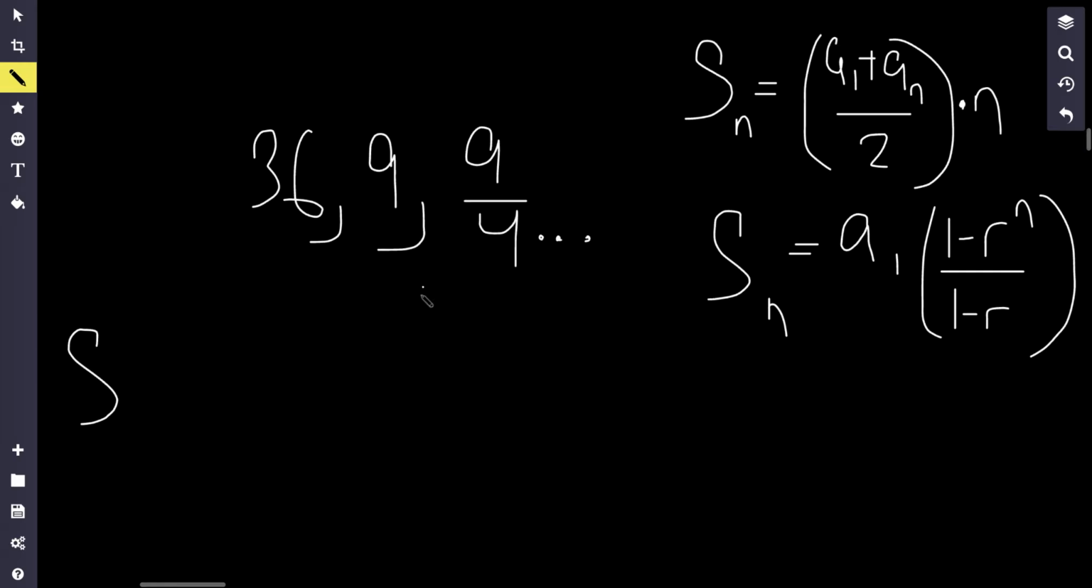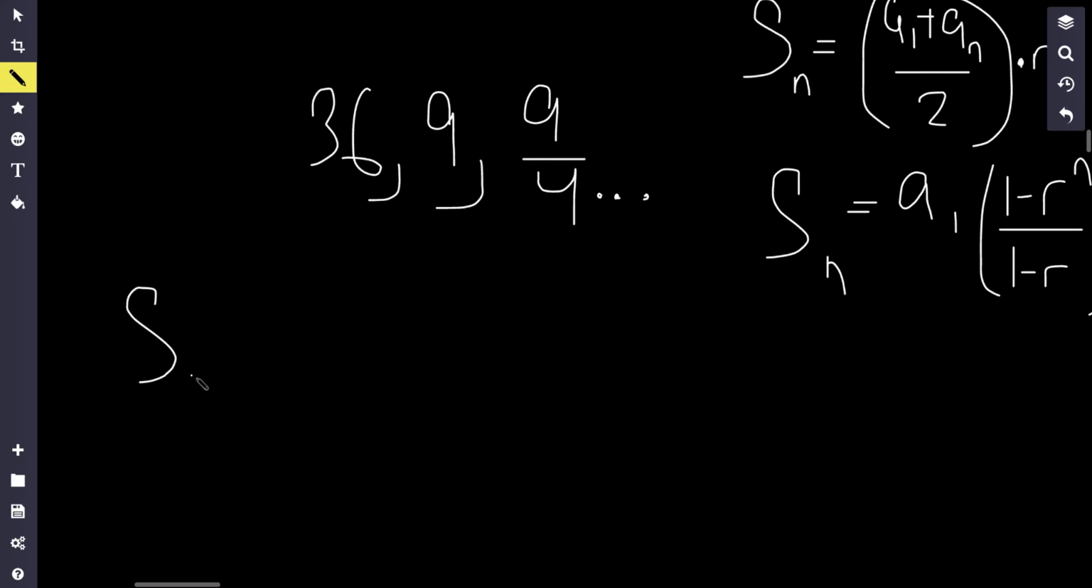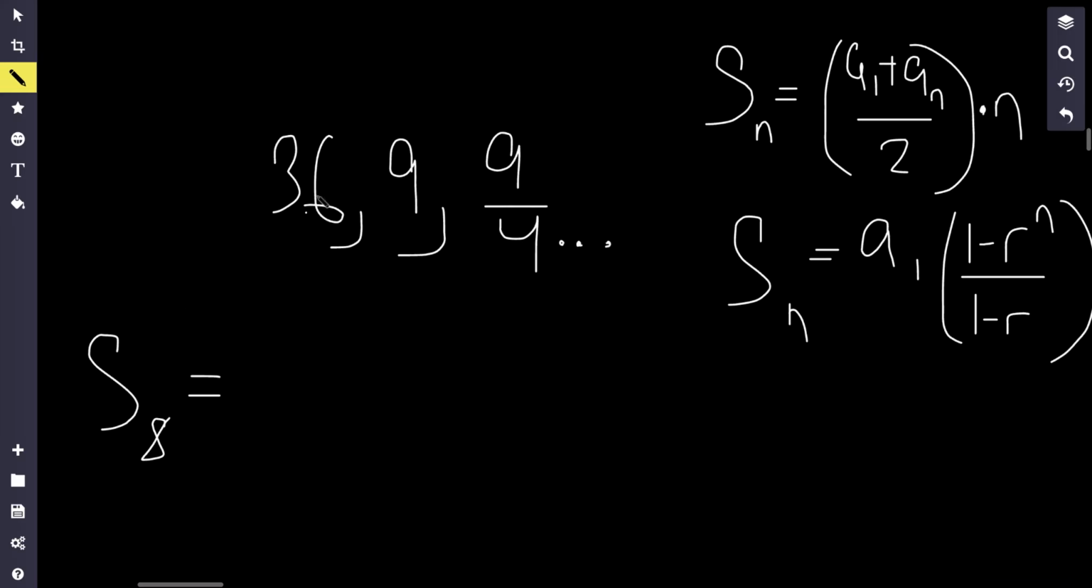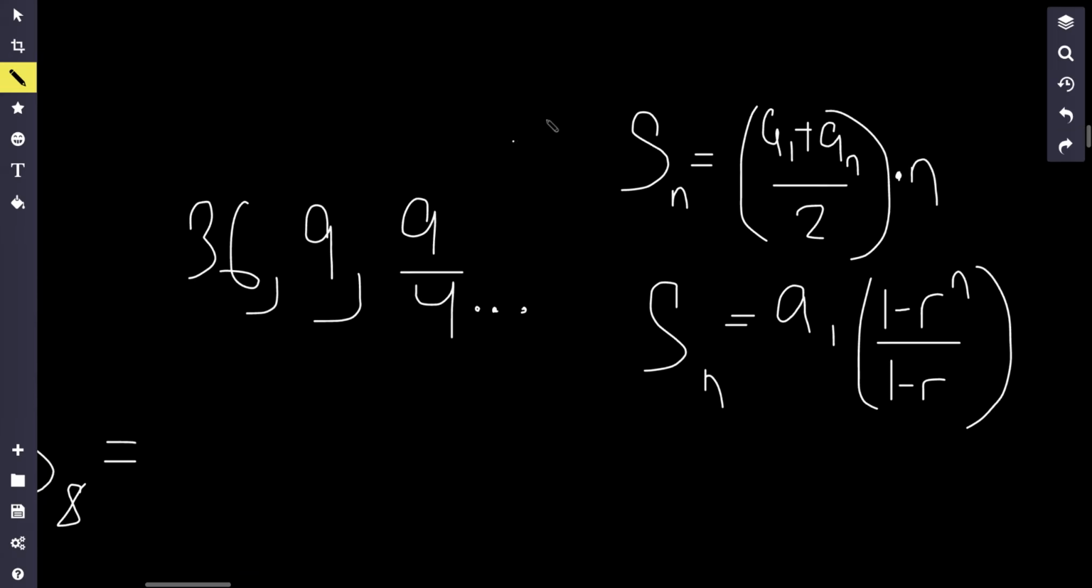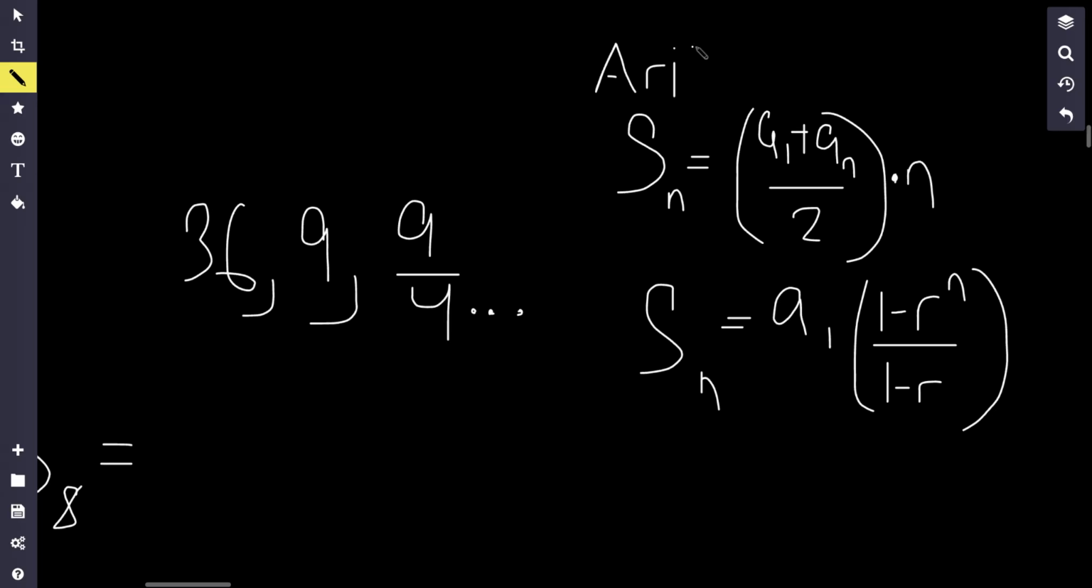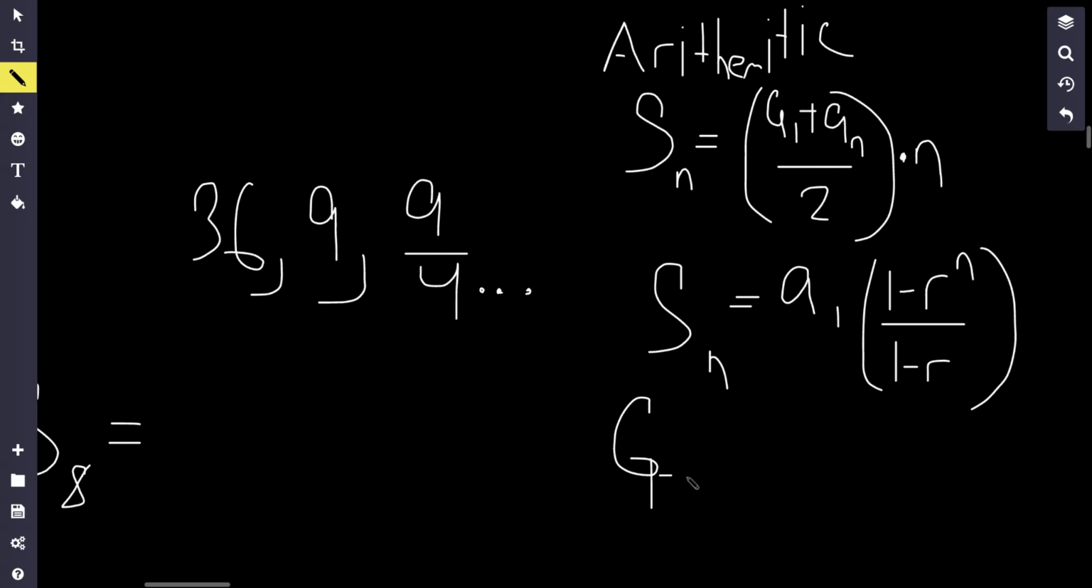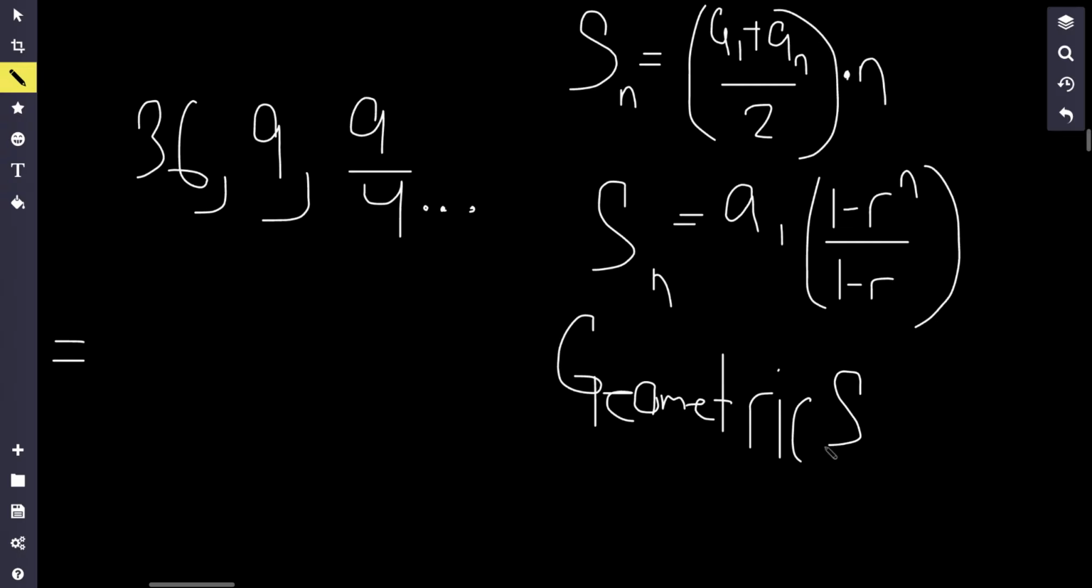Okay, so let's say I have this sequence right over here, and I want to find the sum of the first 8 terms of this sequence. So if I found what the 8 terms were and I added them all up, what is their sum going to be equal to? The first question you have to ask yourself is, is this an arithmetic sequence? I know I'm spelling that wrong, but it's fine. Is this an arithmetic sequence or is this a geometric sequence?